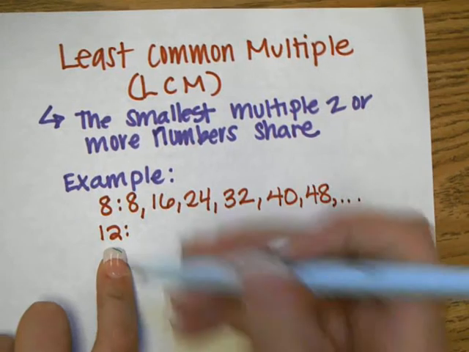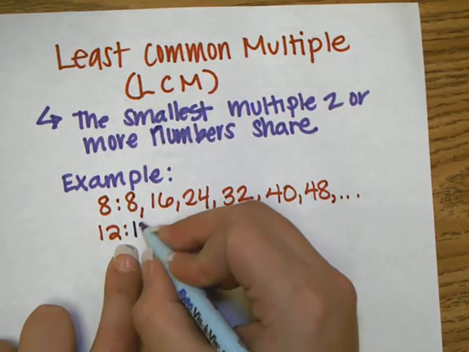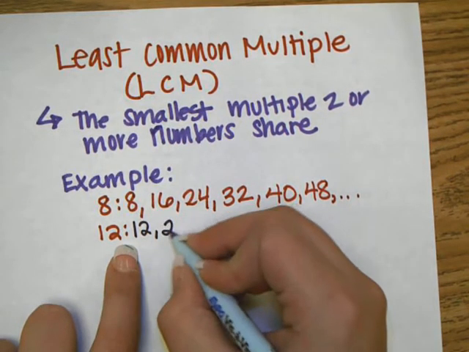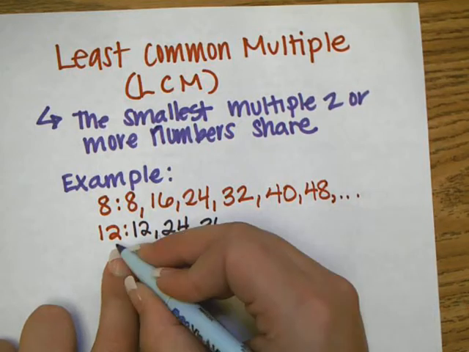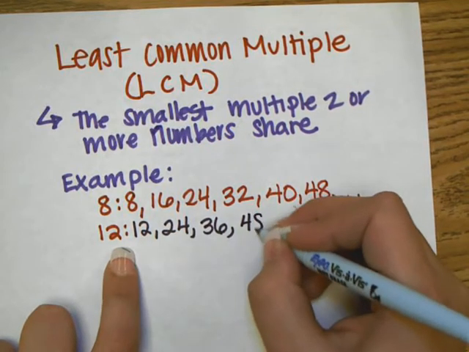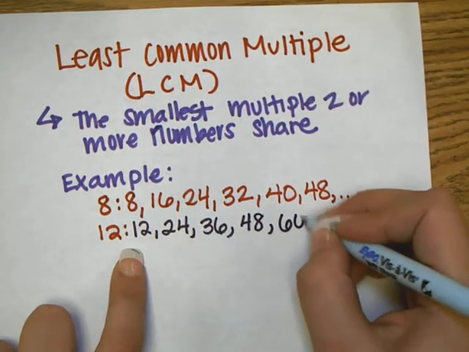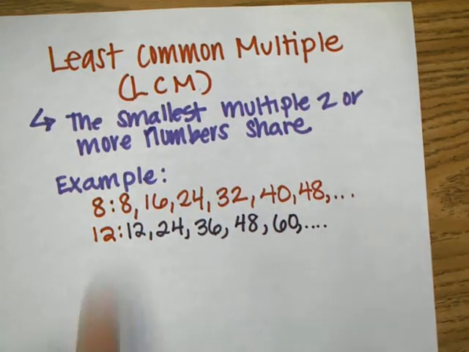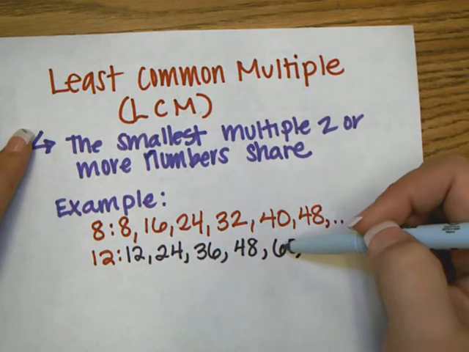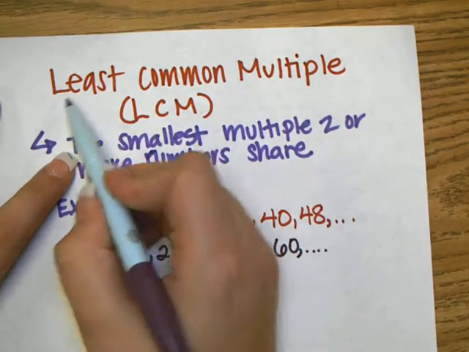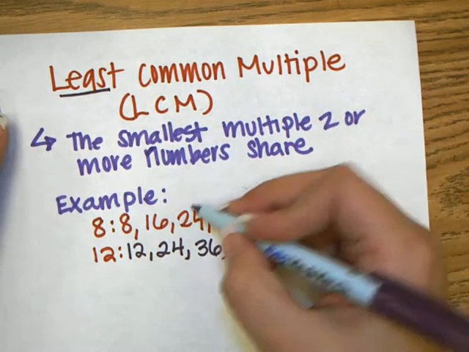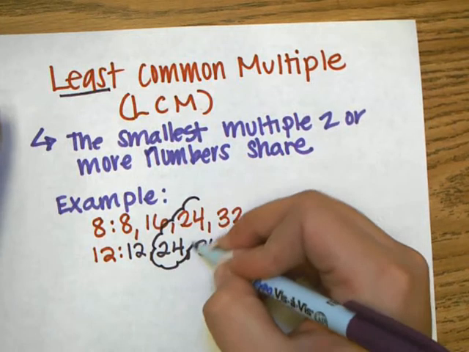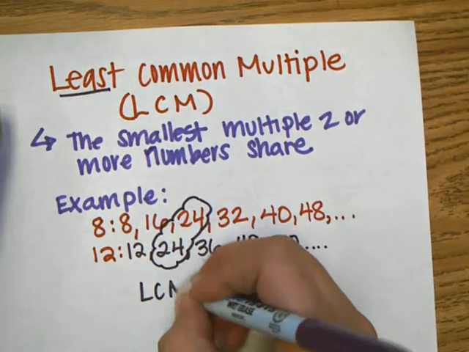Now if we do the same thing for 12. 12 times 1 is 12. 12 times 2 is 24. 12 times 3 is 36. 12 times 4 is 48. 12 times 5 is 60. And again, we can continue. But these are all multiples. We don't want to know which one's in common, but which one is the least one that they have in common. So 24 would be the LCM.